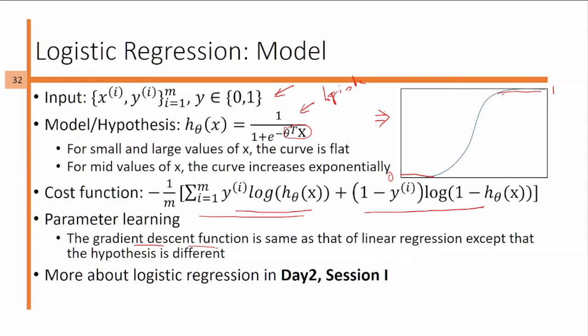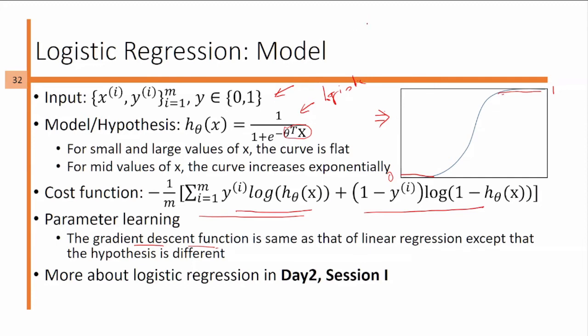Hello. Yes. Sir, in case of logistic regression, the value of the dependent variable, the value of y, will be either 0 or 1. Sir, if it is 0 and if it is 1, then should it be an asymptote? Because if it is 1, then it should be touching 1.